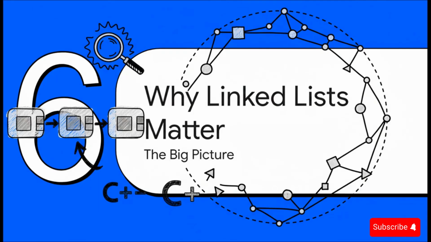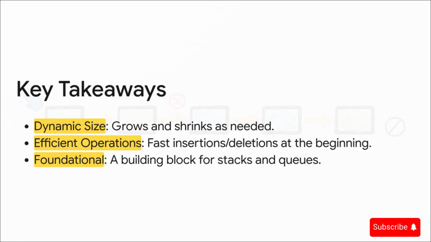So, we've gone through the nitty-gritty of how to build and manage a linked list. But let's pull back for a second. Why does any of this actually matter? What's the big picture here? It really comes down to these 3 key things. First, that dynamic size. You never have to guess how much space you need. It just grows and shrinks with your data.